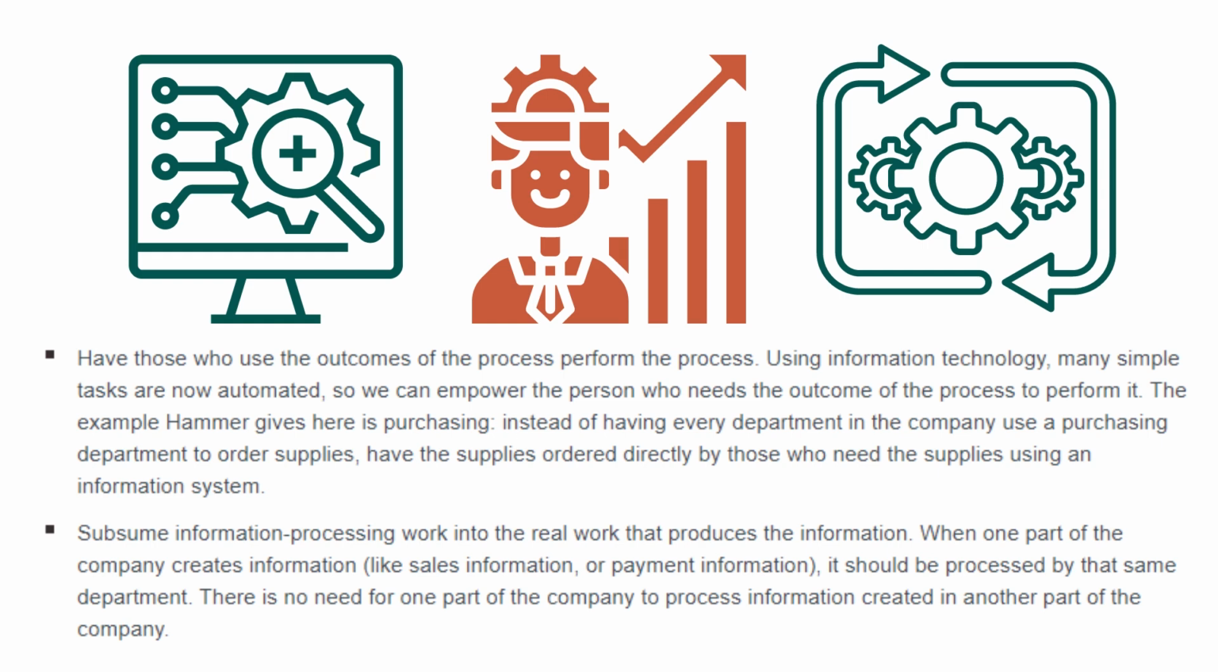Have those who use the outcome of the process perform the process. Using information technology, many simple tasks are now automated. We can empower the person who needs the outcome of the process to perform it. The example Hammer gives here is purchasing. Instead of having every department in the company use a purchasing department to order supplies, have the supplies ordered directly by those who need the supplies using an information system.